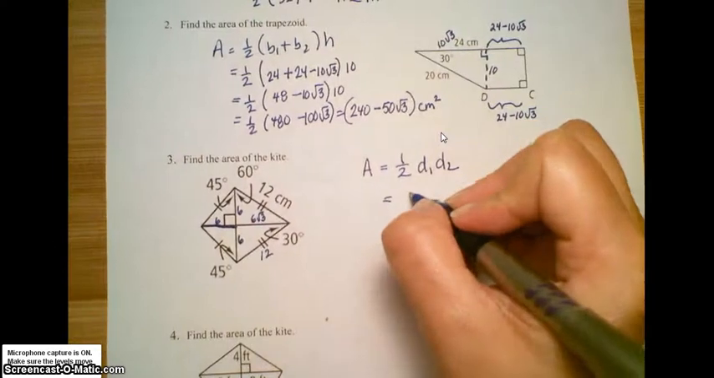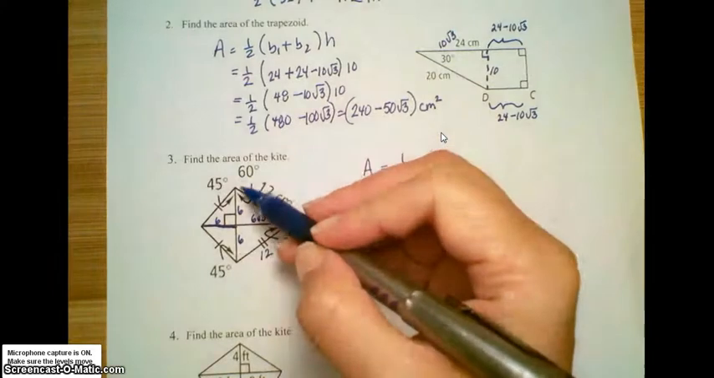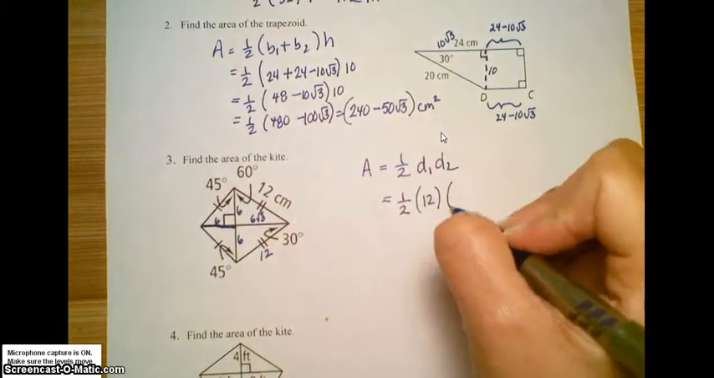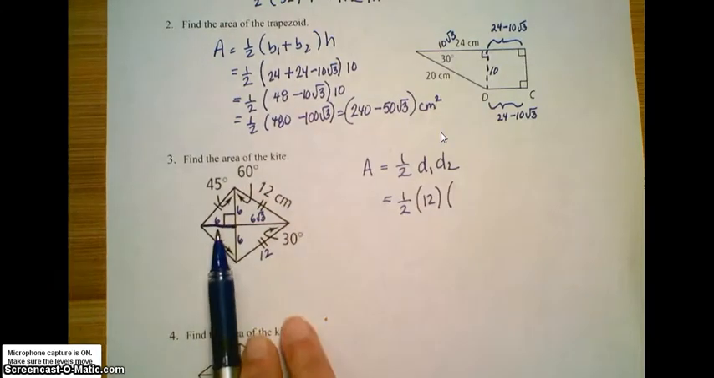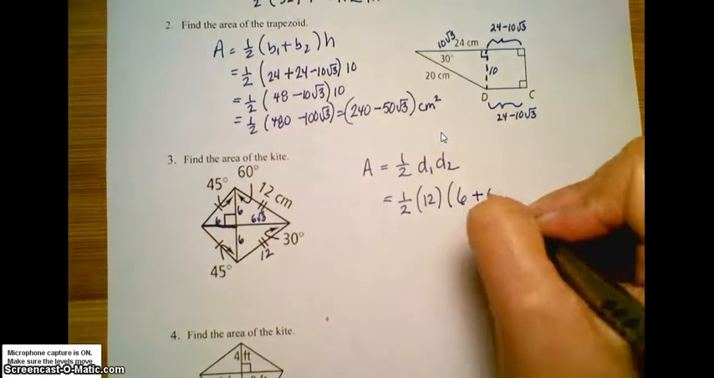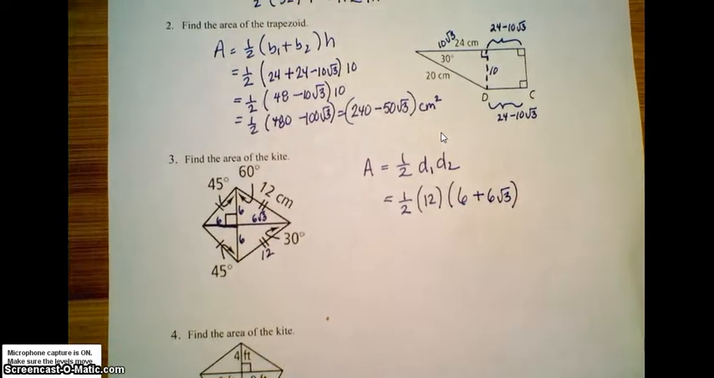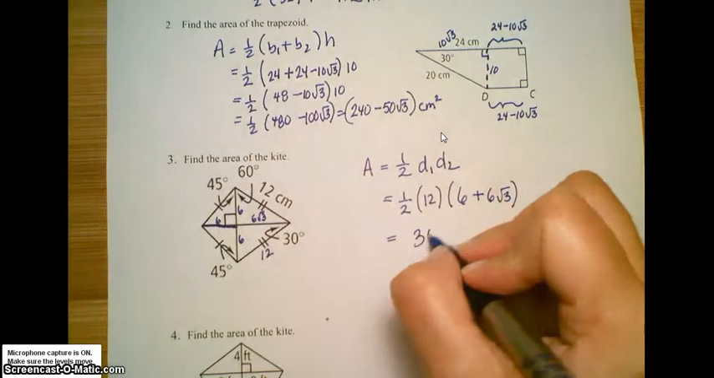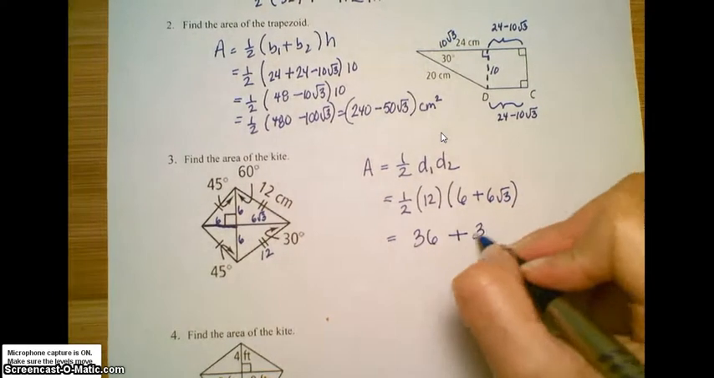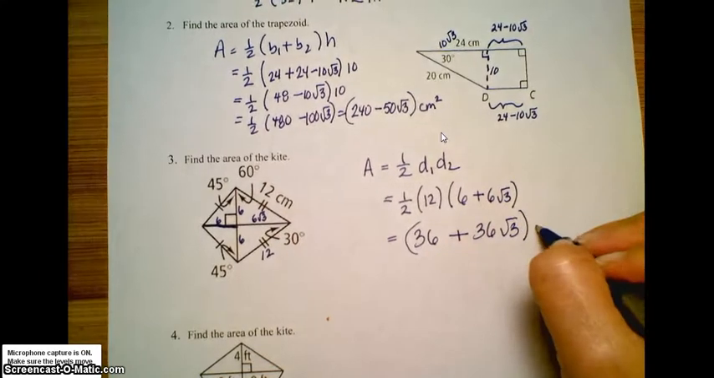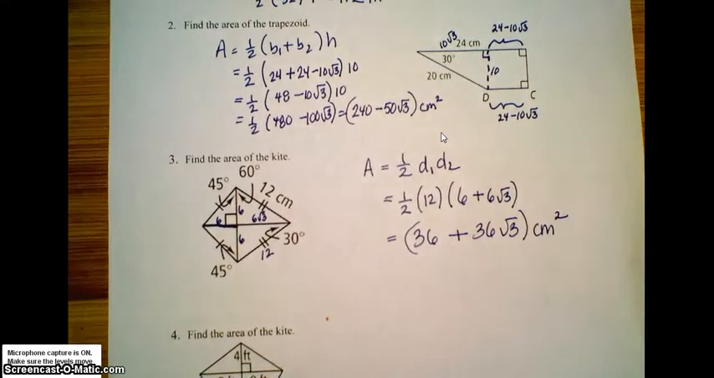Okay, so for kites, our formula is half d1, d2. And now I can say that's half. One of my diagonals is 12, and the other diagonal is a little bit fancier. It turns out to be 6 plus 6 root 3. Okay, same scenario. We're going to clean up, and we're going to get 36 plus 36 root 3. Our units are centimeters squared.